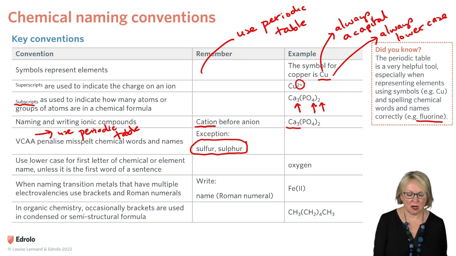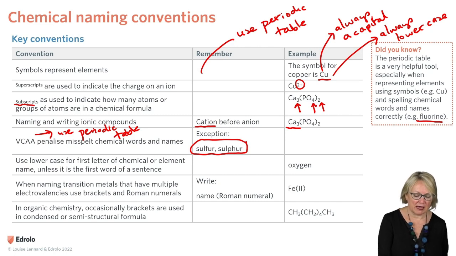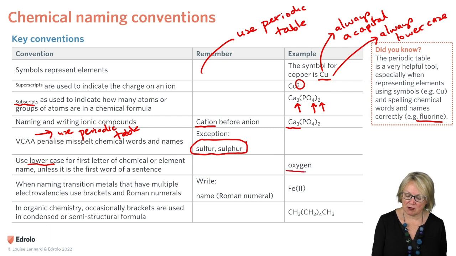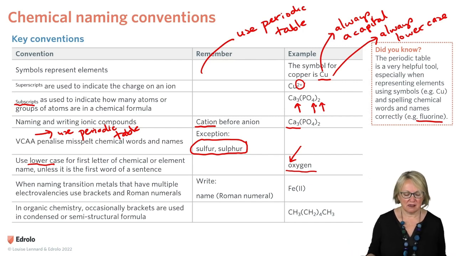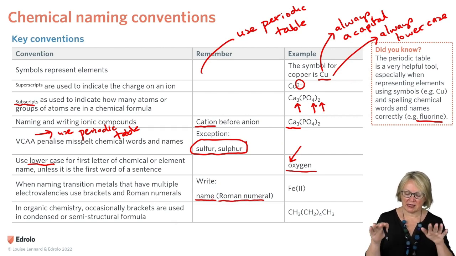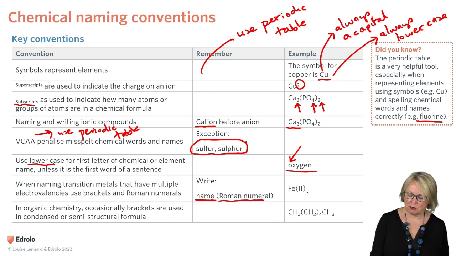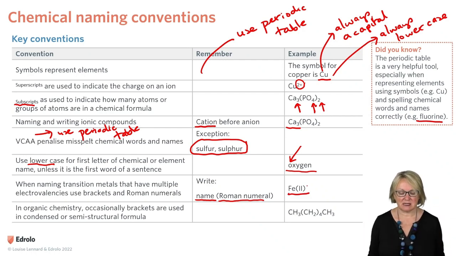Use the lower case for the first letter of a chemical element, unless it's the first word of a sentence. So if you're talking about oxygen, just use a lowercase, don't use a capital, unless it's the first word of a sentence. When you're naming transition metals that have multiple valencies, so the d block, write the name of the ion followed by a Roman numeral in brackets, such as Fe brackets 2 close brackets.